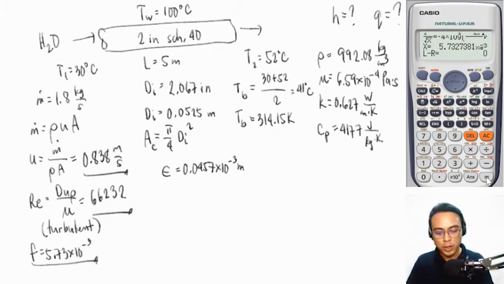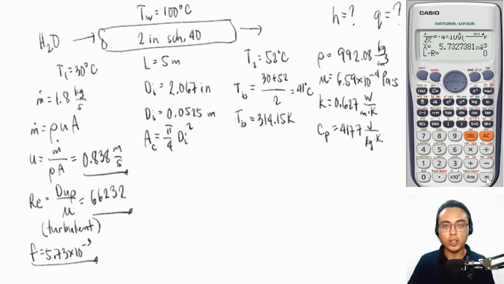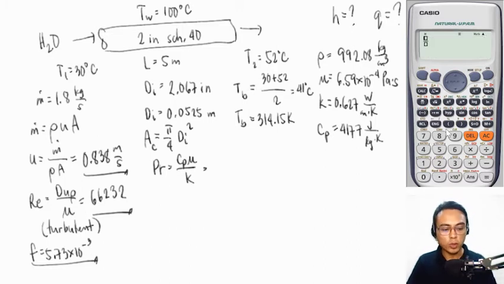Okay? Now, what's left is for us to solve for the Prandtl number, and then we will be set to determine the heat transfer coefficients. Prandtl number, Cp mu over K. We already have the properties of water. So that will be 4177 times viscosity, 6.59 times 10 raised to negative 4, divided by thermal conductivity, 0.627 watts per meter per Kelvin. Our Prandtl number is 4.39.